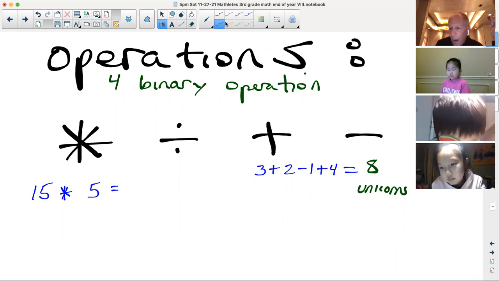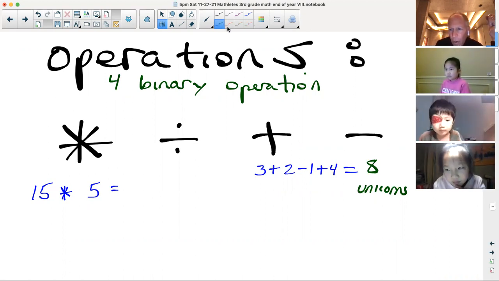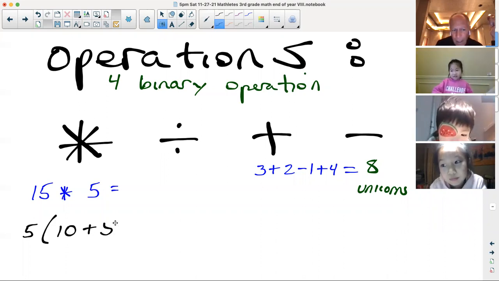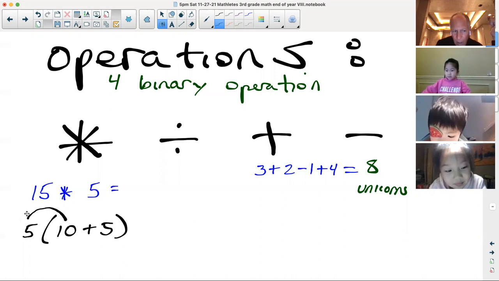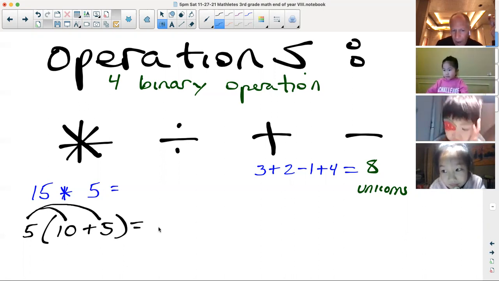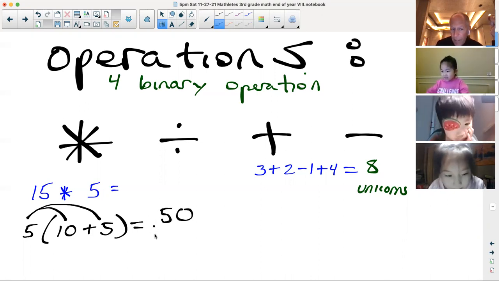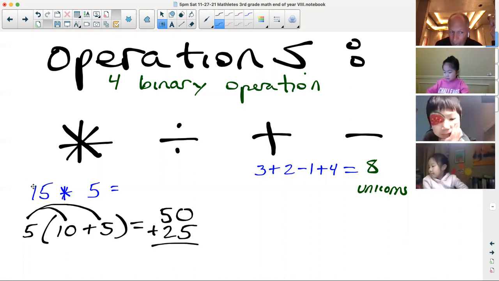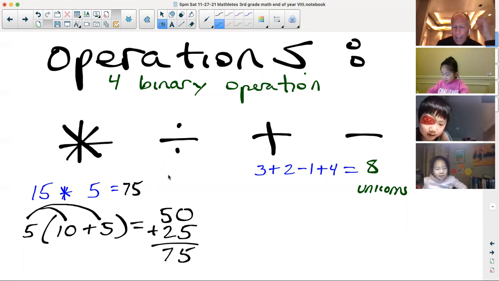On 3, try it. 1, 2, 3, go. All right, let me try it like this. 5 times 15 is the same as 5 times 10 plus 5 times 5, and 5 times 10 is 50. And 5 times 5 is 25. And if we smush them together, we get 15 times 5. On 3, 1, 2, 3. 75. Exactly.